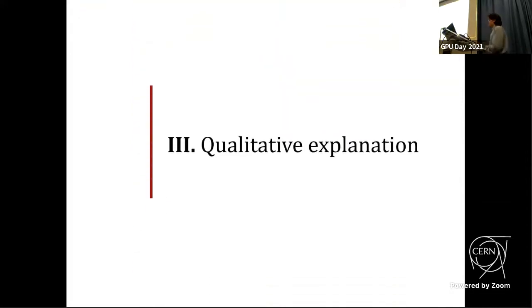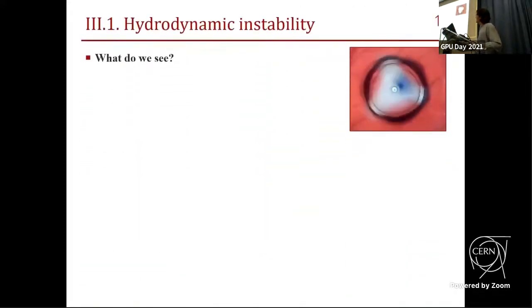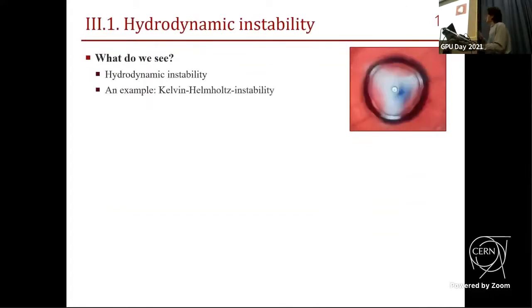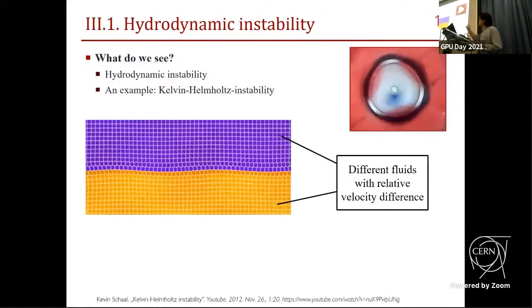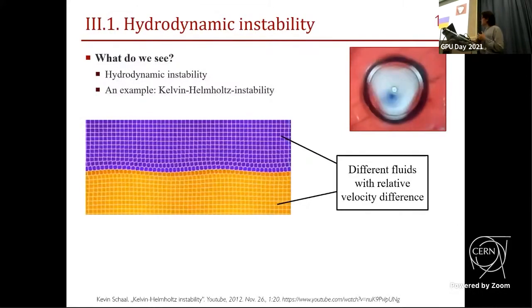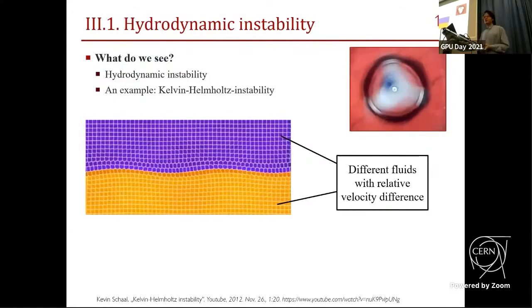Yeah, so I talked about that these polygons exist because of this delta boundary layer, but I didn't exactly tell you how. So what we see here is a hydrodynamic instability. If you're not familiar with that, an example would be the Kelvin-Helmholtz instability, which is when we have two different fluids with a relative velocity difference, as seen in the simulation. And what happens is that these wave-like shapes start forming.